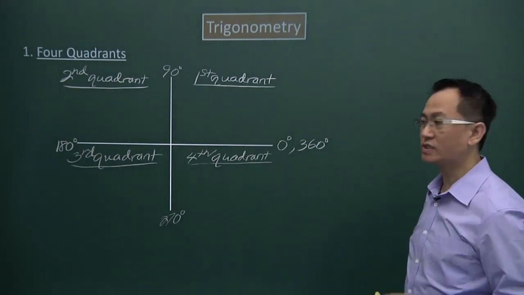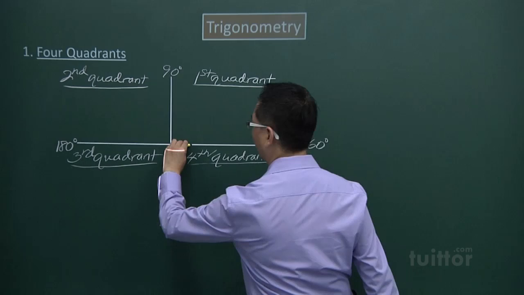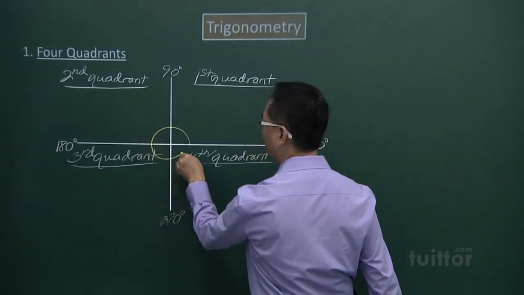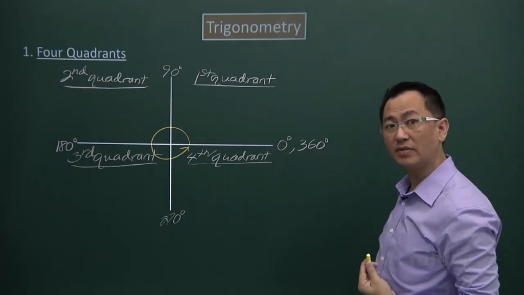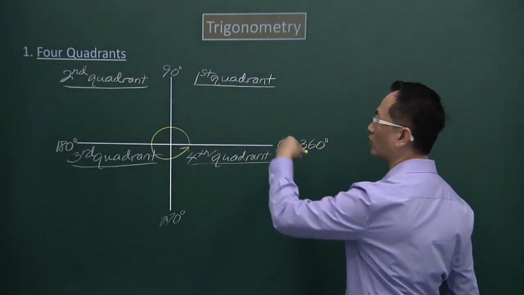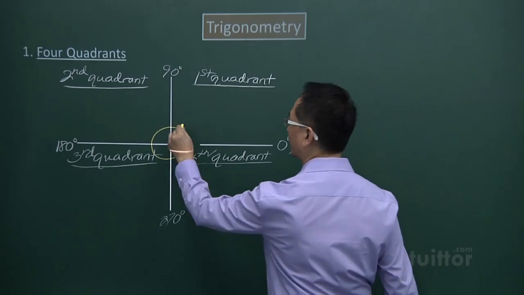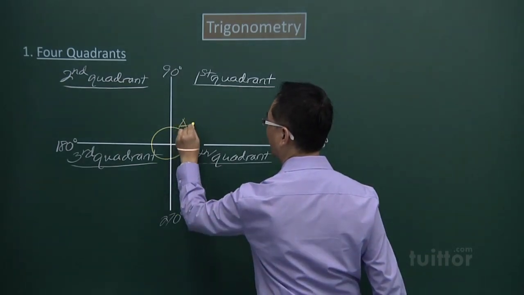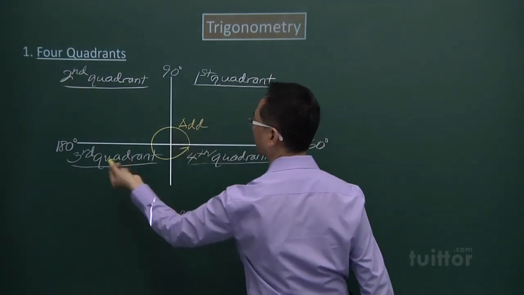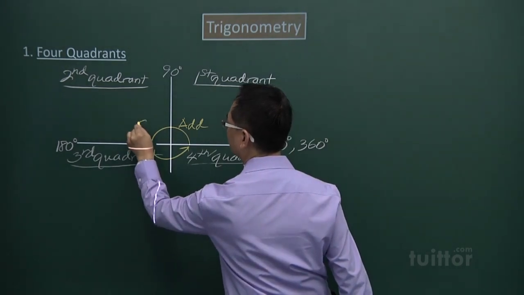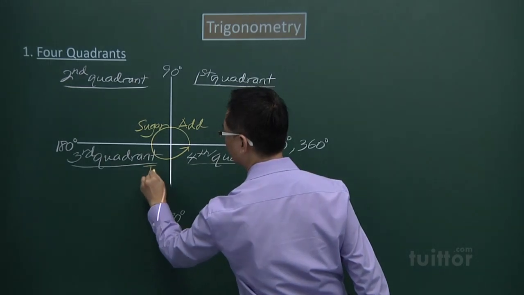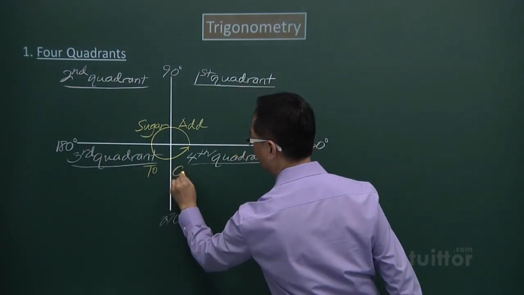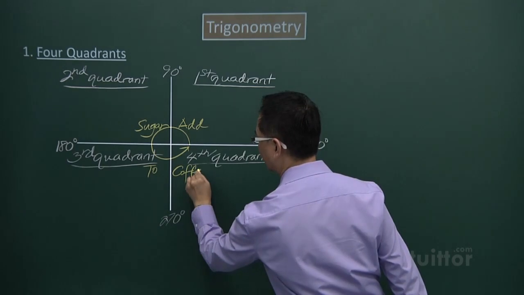So I'm going to use something to help you remember the facts of the 4 quadrants. That is, add sugar to coffee.